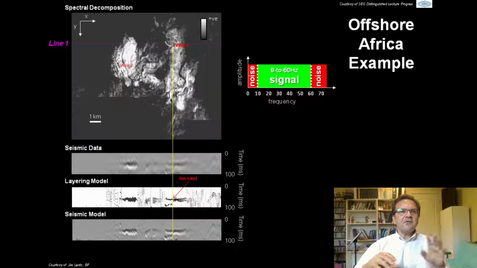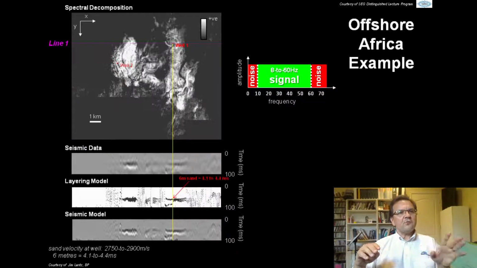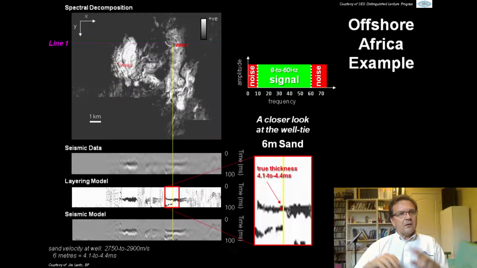This well intersected a 6-meter sand. Sonic log information indicated a sand velocity of approximately 2750 to 2900 meters per second. Using this velocity to convert the 6-meter thickness to a two-way travel time thickness, we get approximately 4.1 to 4.4 milliseconds. Zooming into the well intersection shows that the predicted layering nicely matches the true thickness. Even though we only had 8 to 60 Hz to solve for this thin bed, and an input seismic sample rate of 4 milliseconds, we obtained an accurate thin bed prediction.